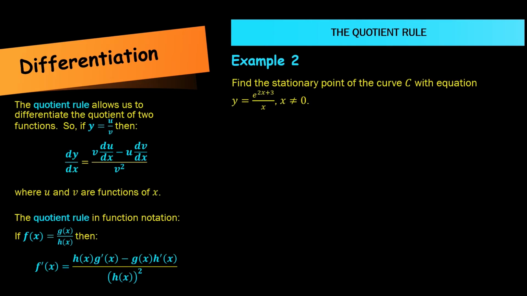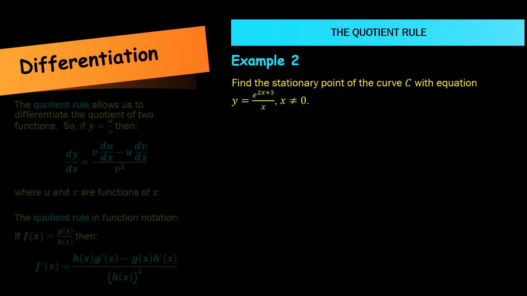Now let's take a look at another example. Pause the video and have a go. Press play when you're ready to view the solution. So let's solve this. We are required to find the stationary point of the curve C with equation y equals e to the power 2x plus 3 over x, where x does not equal 0.